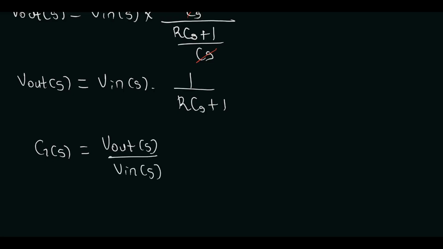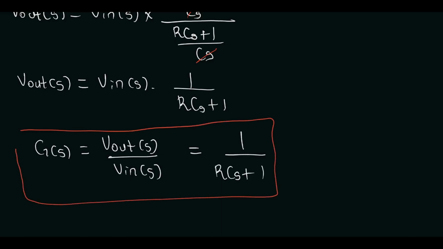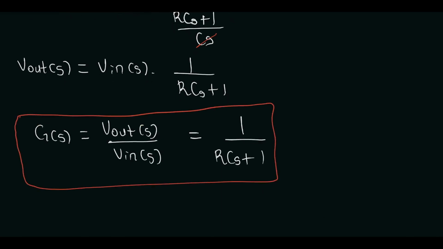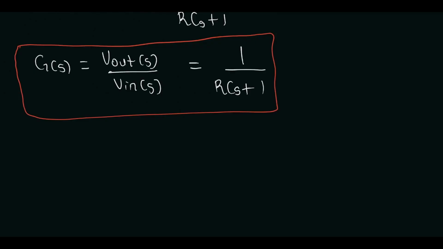That will now be equals to 1 over RCS plus 1. Consider this formula is kind of straightforward once you know how to use a voltage divider. So the third method, method 3, that's using KCL.